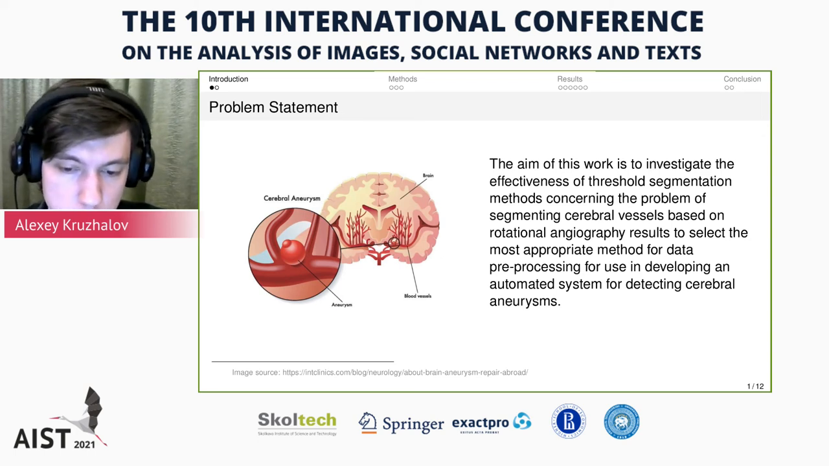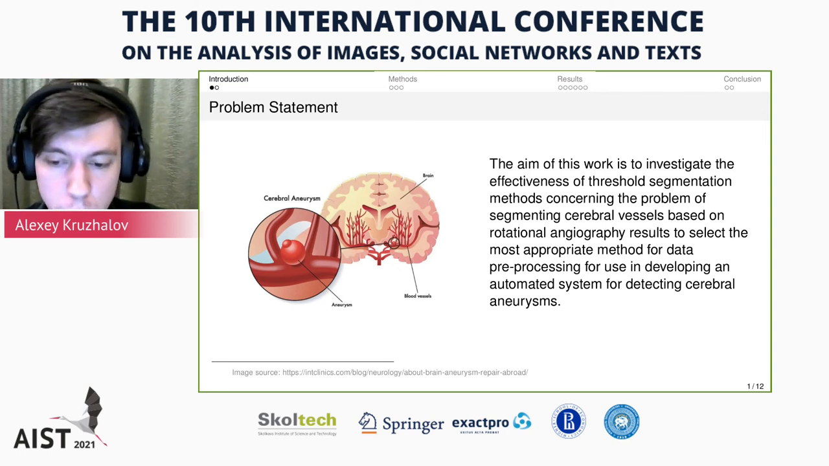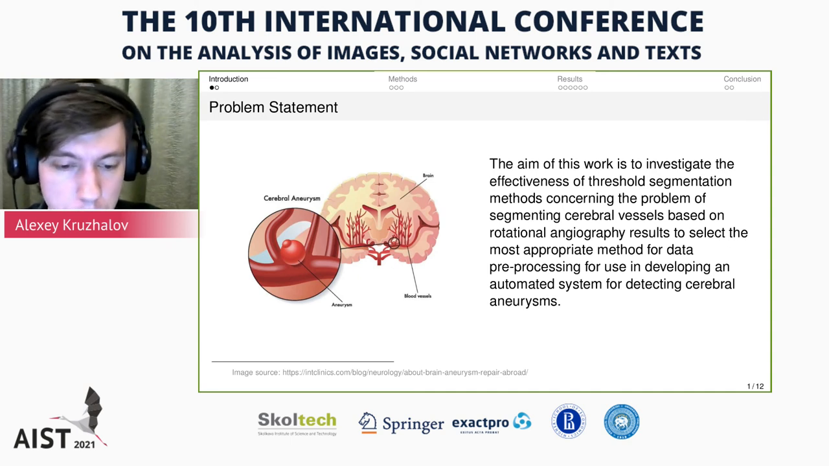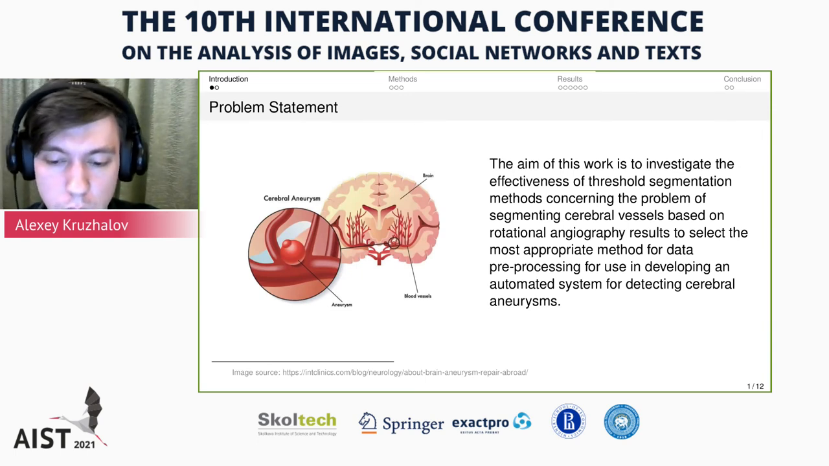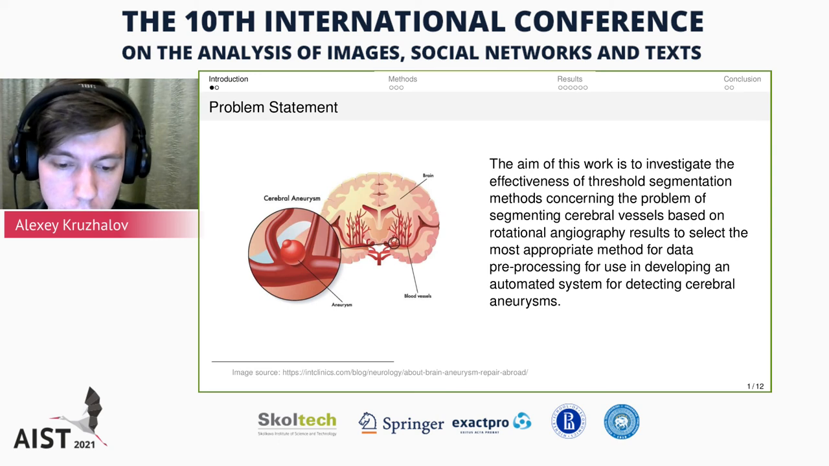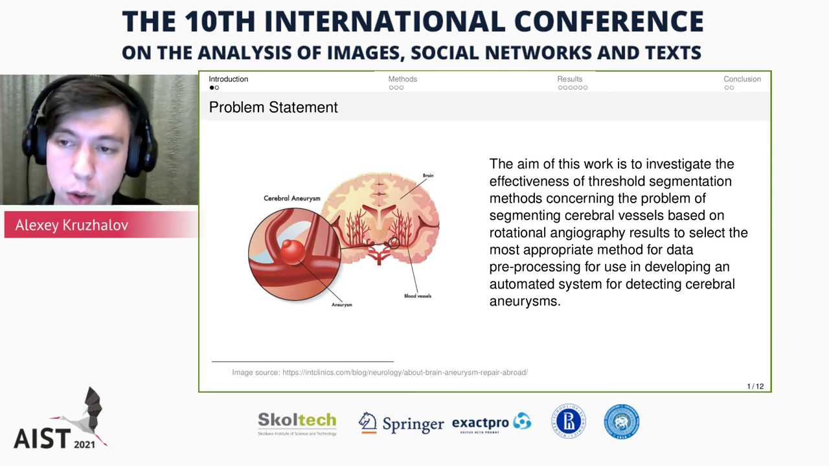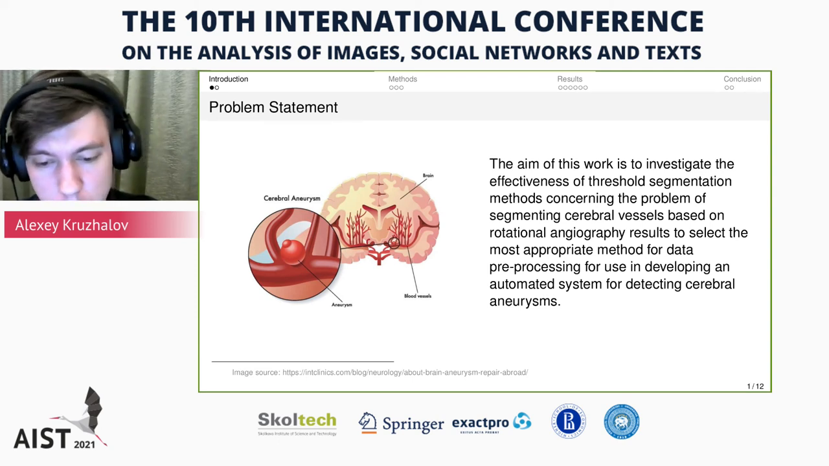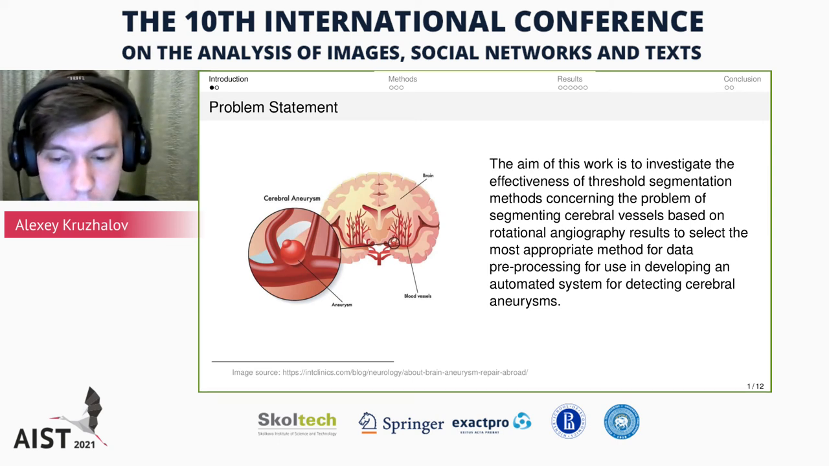Vascular tree segmentation can be performed by threshold segmentation methods with the use of a contrast agent, which is perfused into the vessels during angiography. The advantage of threshold segmentation methods is the possibility to get acceptable results with minimum requirements for computational resources. So the aim of this work is to investigate the effectiveness of threshold segmentation methods for segmenting cerebral vessels based on rotational angiography results, to select the most appropriate method for data preprocessing for use in developing an automated system for detecting cerebral aneurysms.